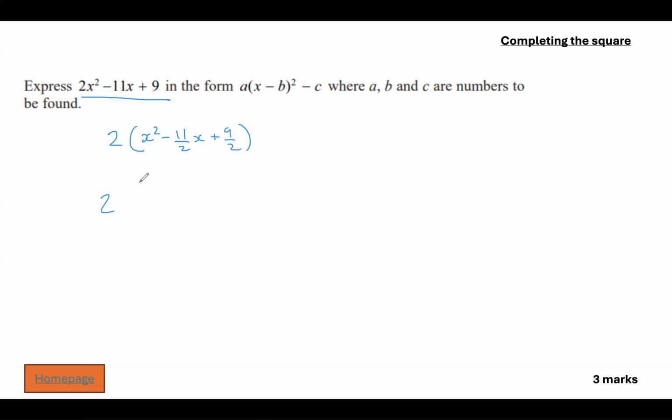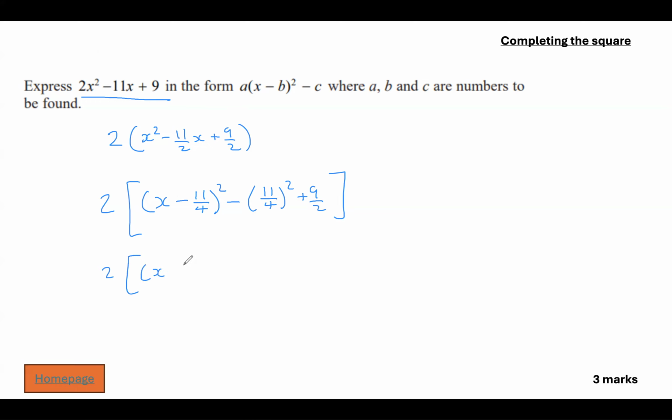So we've got 2x minus, now we need to half this, so 11 over 2 divided by 2 leaves us with 11 over 4 squared minus the square of this value here. So that's going to be minus 11 over 4 squared plus the 9 over 2. So the 9 over 2 over here. And now we need to tidy what's inside the square bracket.